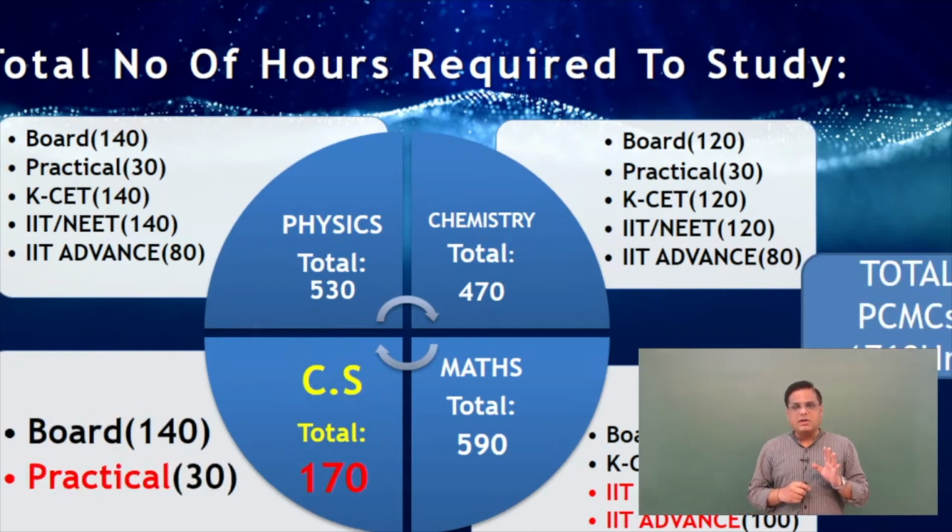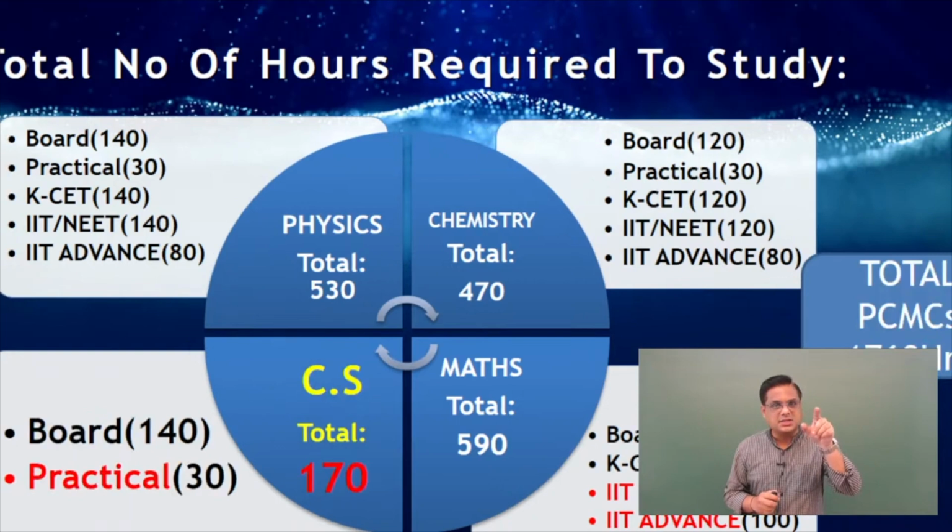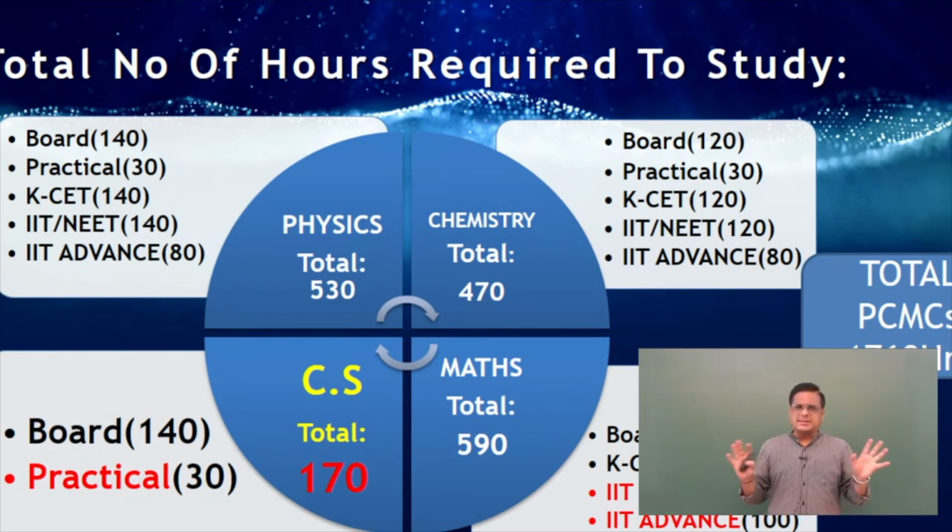How many hours are required for you to study the PCMCS? Because this was PCMB, now this is PCMCS. How many hours is required for you to study PCMC? Physics remains the same, chemistry remains the same, maths remains the same. But in terms of CS, you require only around 170 plus hours. Maximum this is required for you to complete the board syllabus.